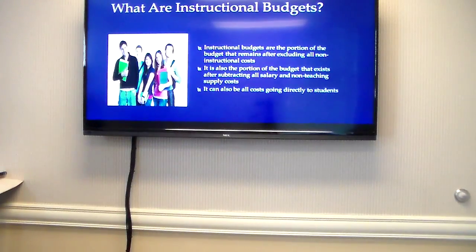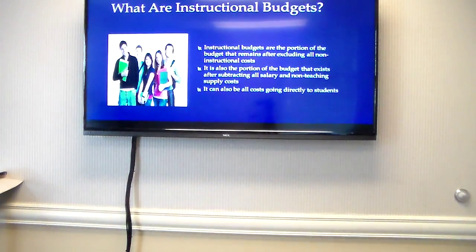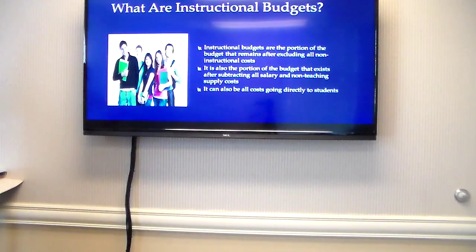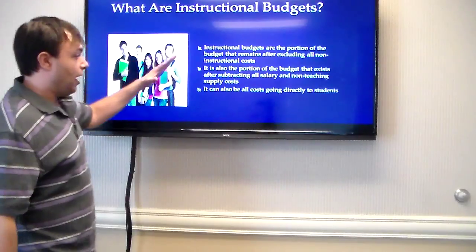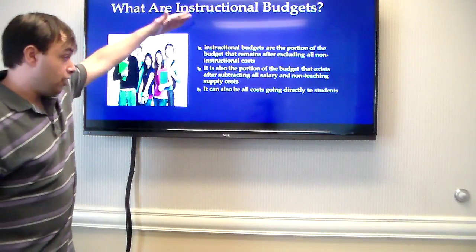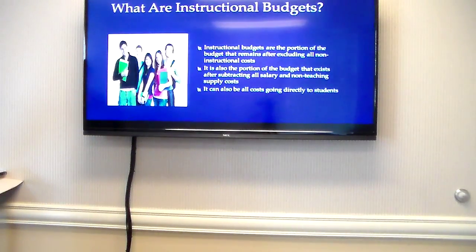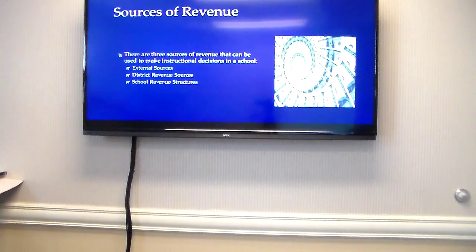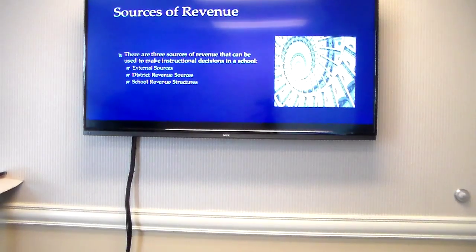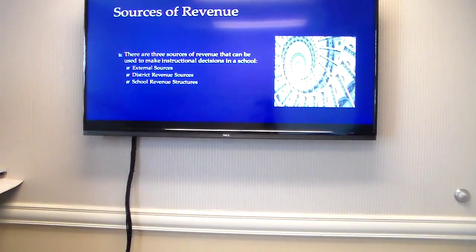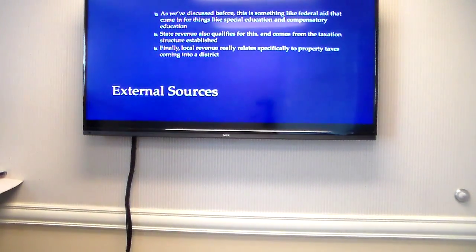So instructional budgets are the money that's left after the salaries and the benefits and everything that's at the end. It is the wicked stepsister of the whole budgeting system, because it's the stuff that's left. You have to get rid of salary, non-teaching costs, facilities costs, and then you get into the instructional budget. So instructional budget comes from external sources, district revenue sources, and school revenue sources. We're going to look at each one of these very briefly.